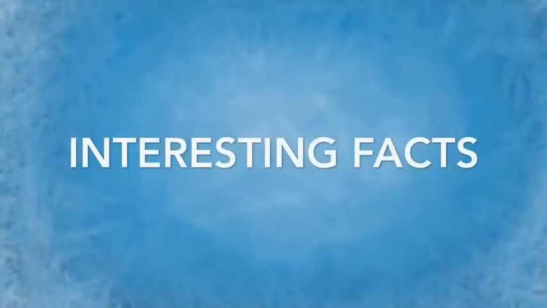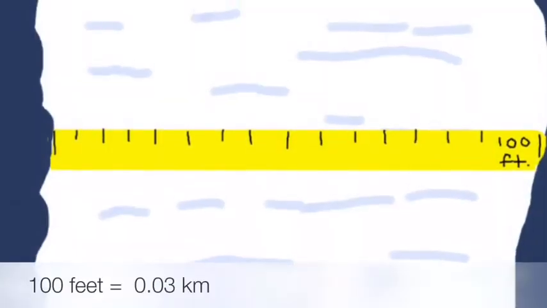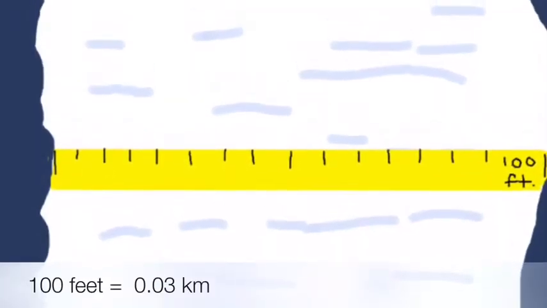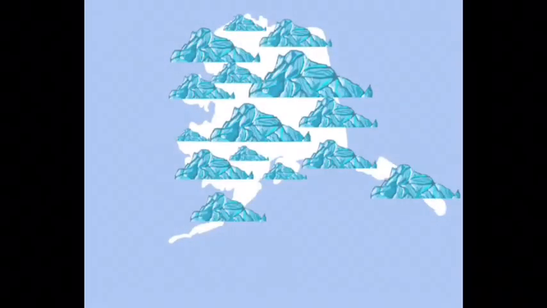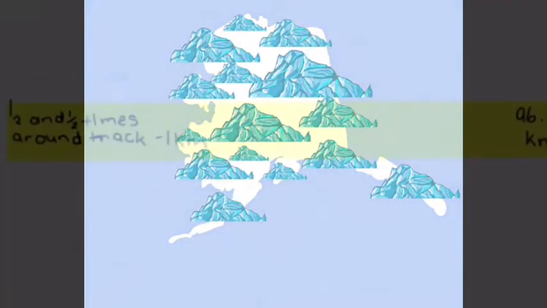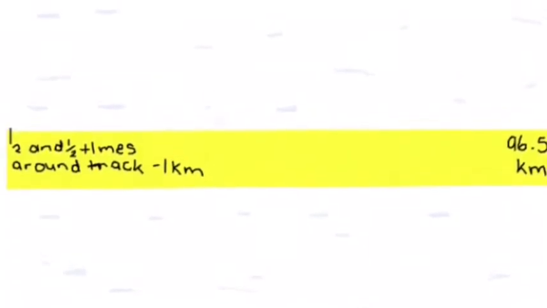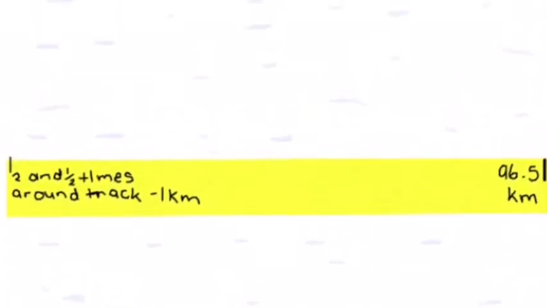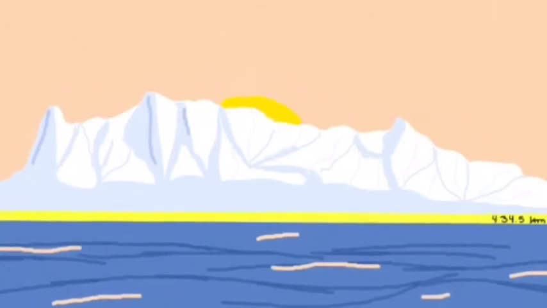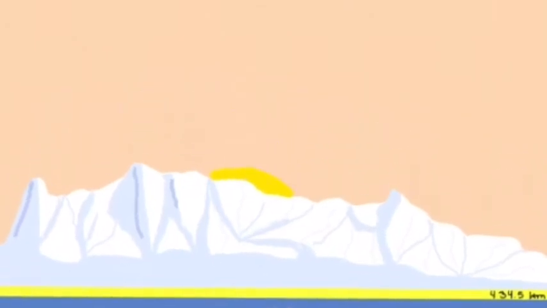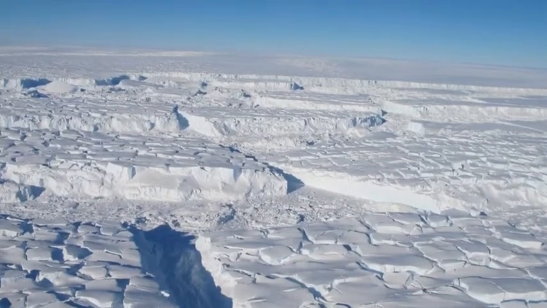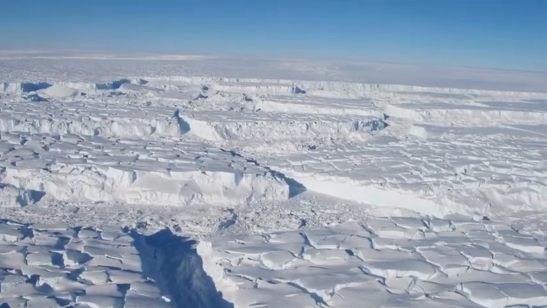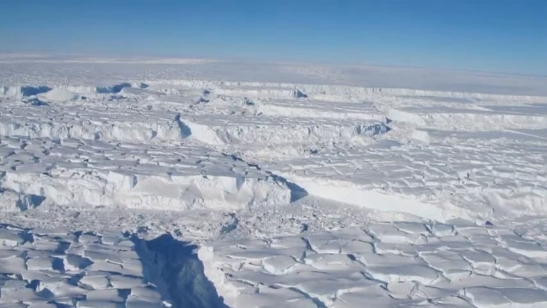Here are some interesting facts. Glaciers actually have a size requirement. If a glacier does not meet the minimum of 100 feet thick, it does not qualify as a glacier. In Alaska, there are over 100,000 unnamed glaciers. The largest glacier on Earth is 96.5 kilometers wide and 434.5 kilometers long. The Antarctic ice sheet is really a glacier and has existed for at least 40 million years.